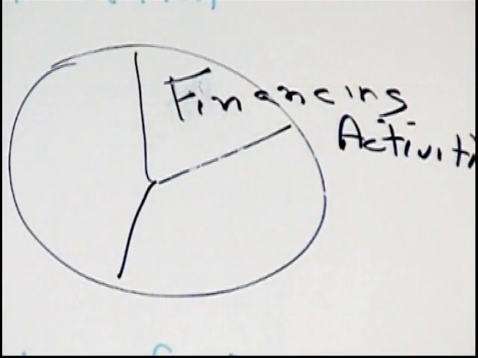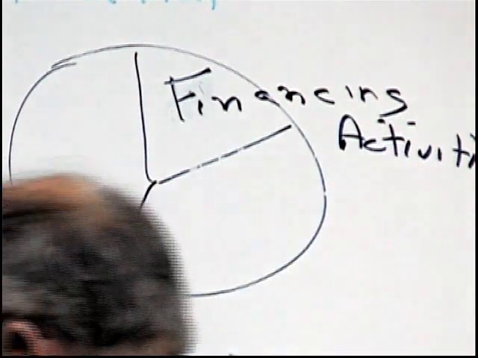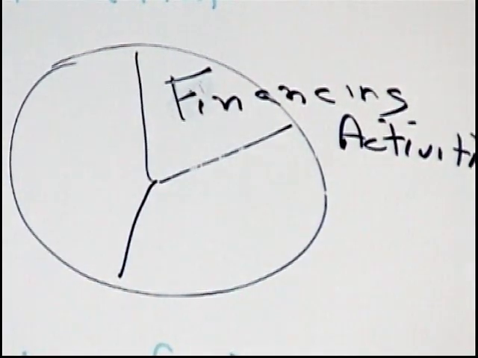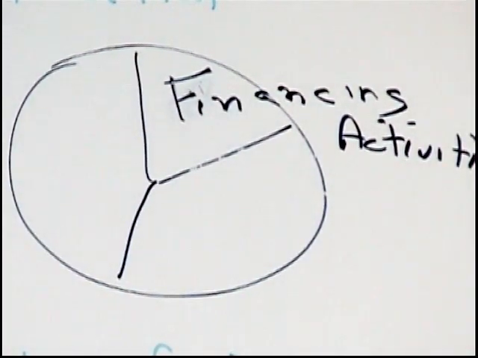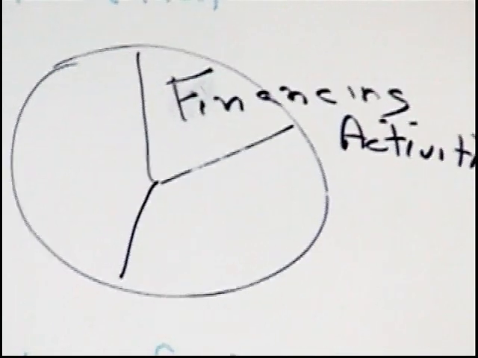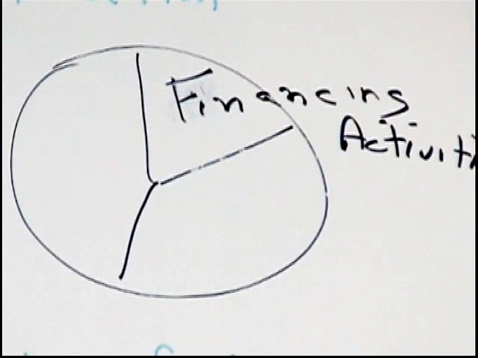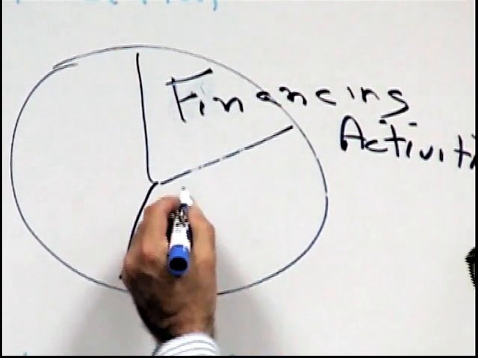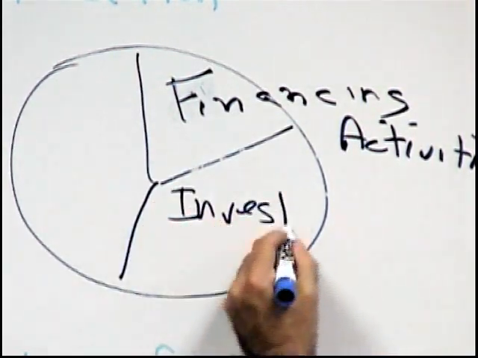They've got to get the cash from someplace. So they have cash from financing activities. I mentioned sale of stock, borrowing long-term, issuing debt, notes payable, bonds payable. What do they do with the money they have? They invest in productive capacity. These are called investing activities.